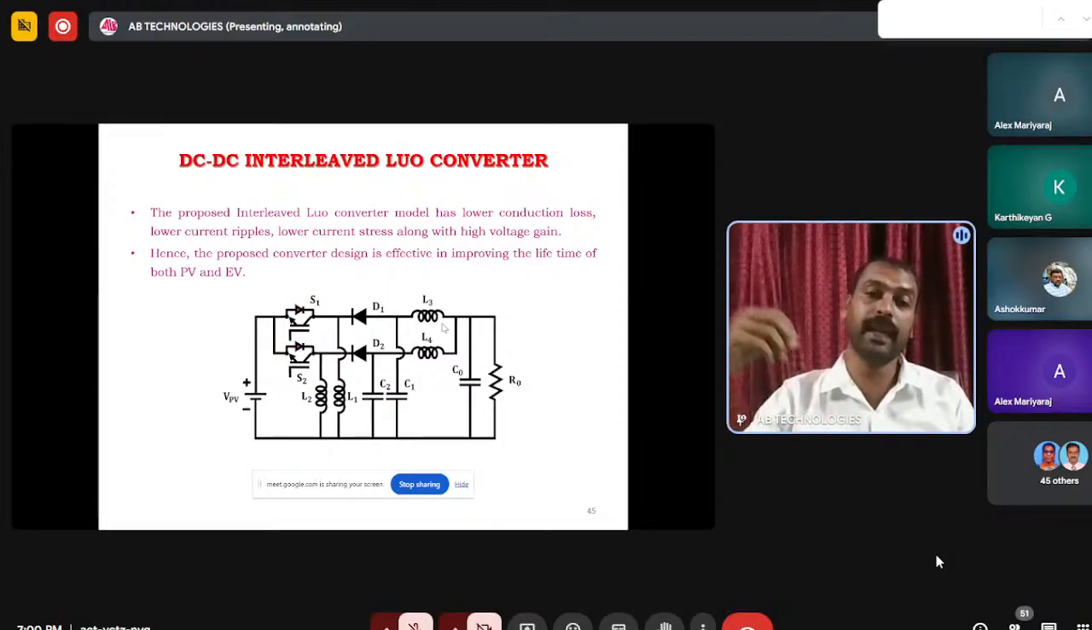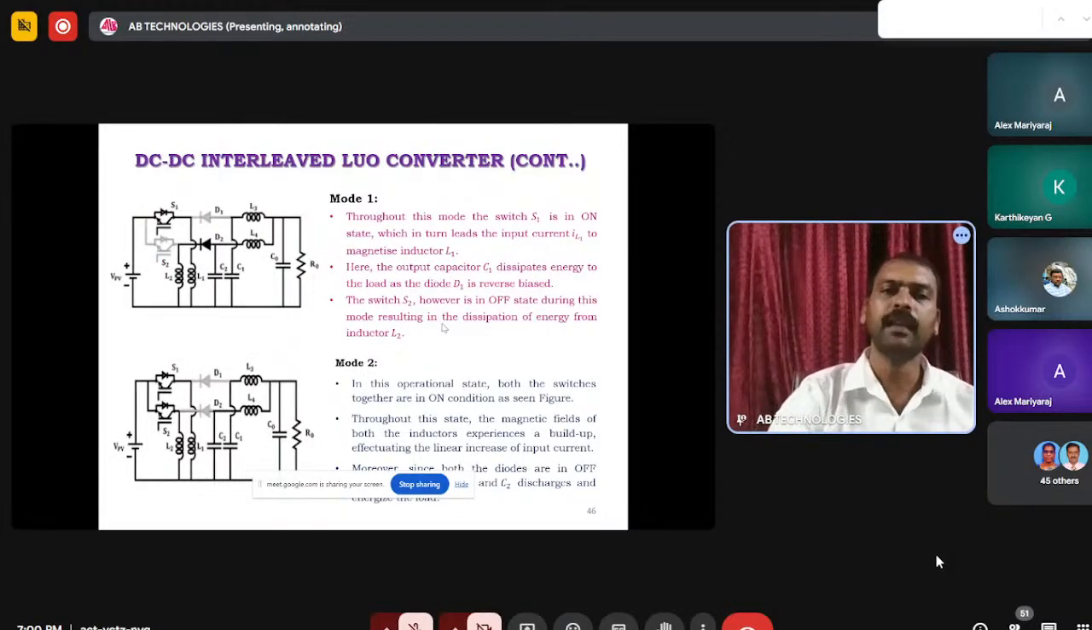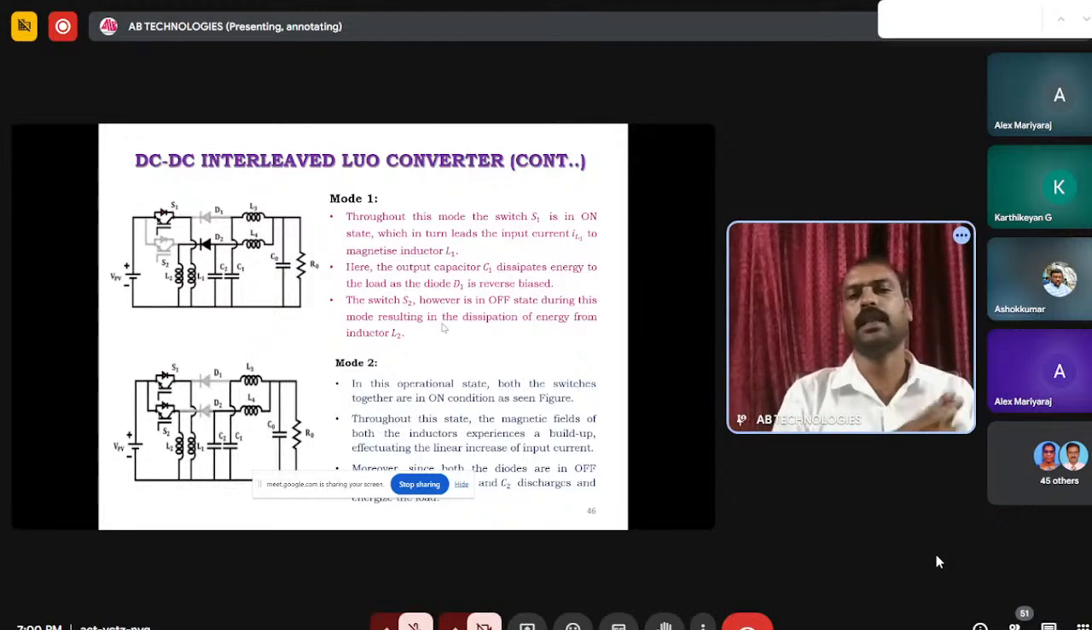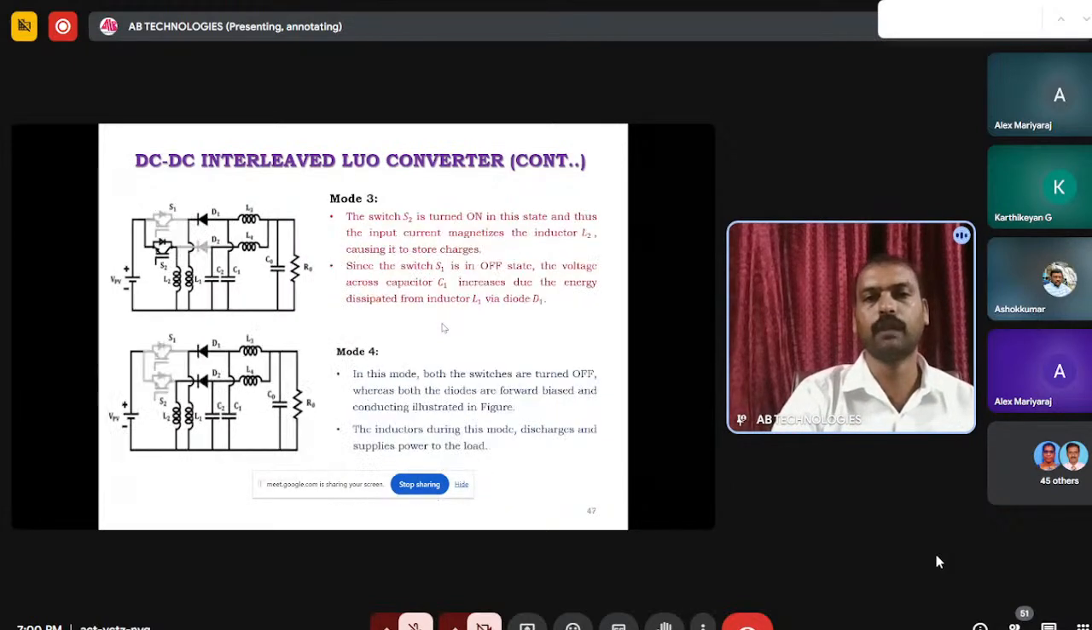Here also it will provide high efficiency, but the drawback is that the input side current is discontinuous, so this is also affecting the overall system. Similarly, you can operate either simultaneously or separately, the two Luo converters.